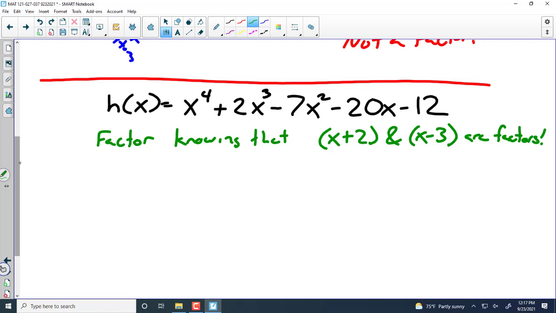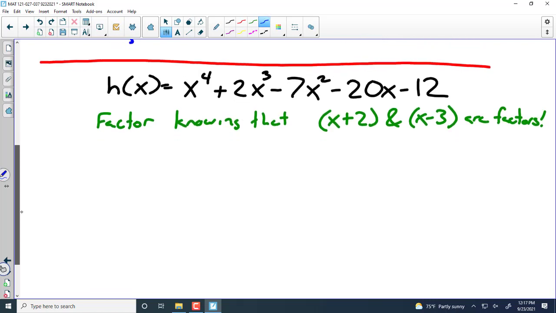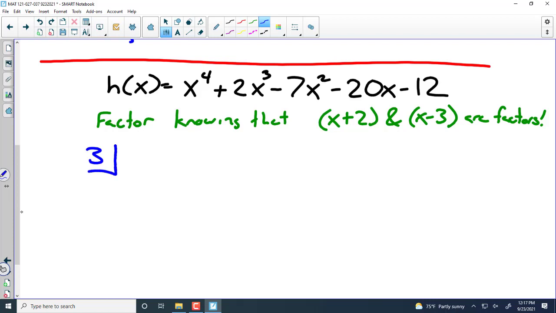I want you to factor this. But rather than you just having to guess and check factors, I am telling you 2 of the factors you can start with. So what you would do is take one of these. It's actually a little bit easier to see what happens if you do 3, but you can do them in either order. And you divide.